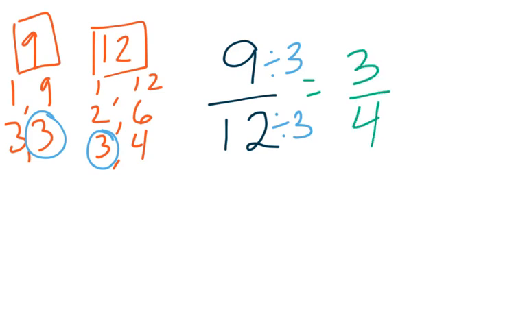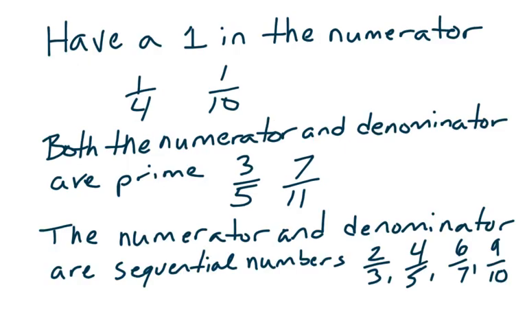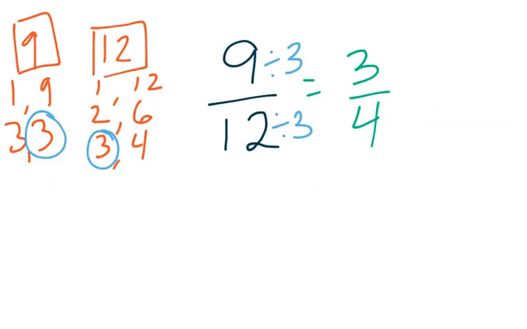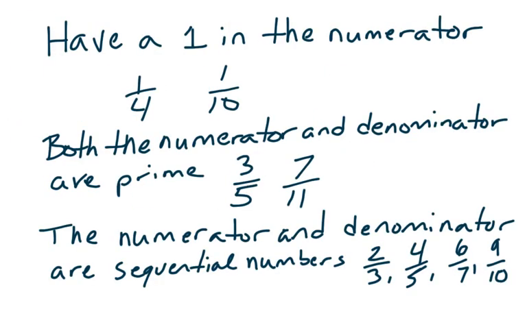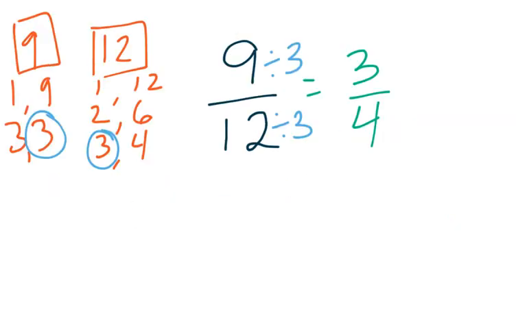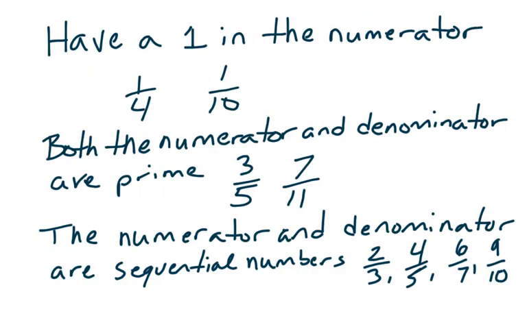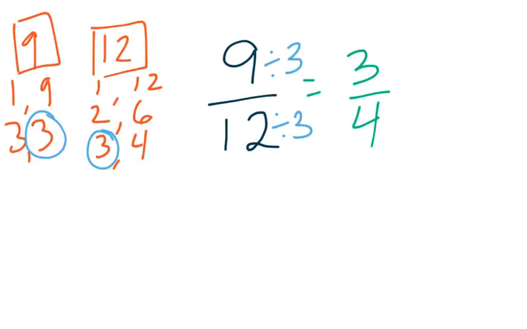Now, I can go over my checklist, the list that I made before. Does the fraction 3/4 have a 1 in the numerator? No, it does not. Are both of the numbers prime numbers? Well, 3 is prime, but 4 is not a prime number. Are the numerator and the denominator sequential numbers? That means does one come after the other? Yes, they are. They are sequential numbers, so this is the simplest form.